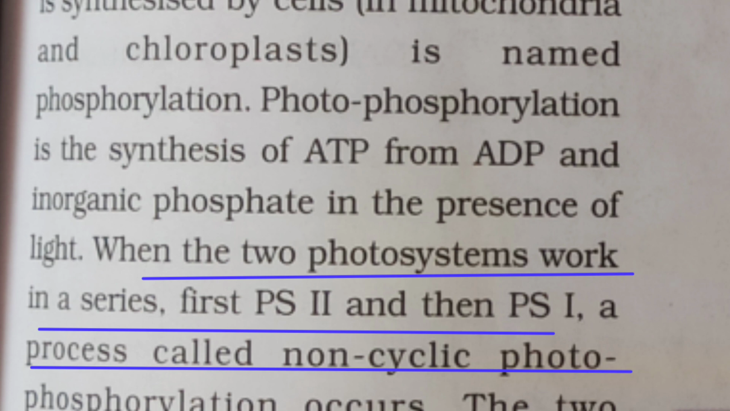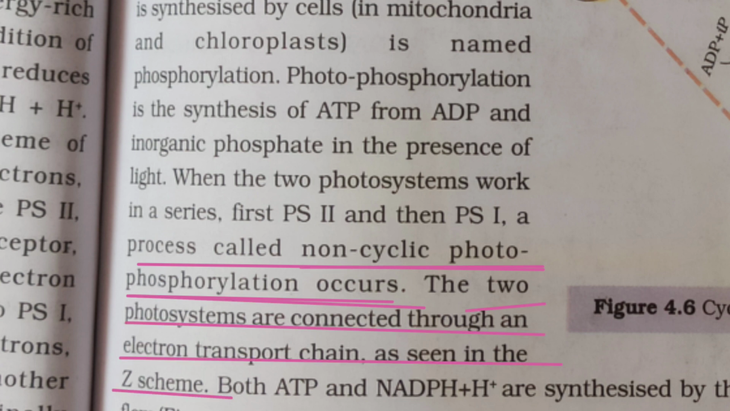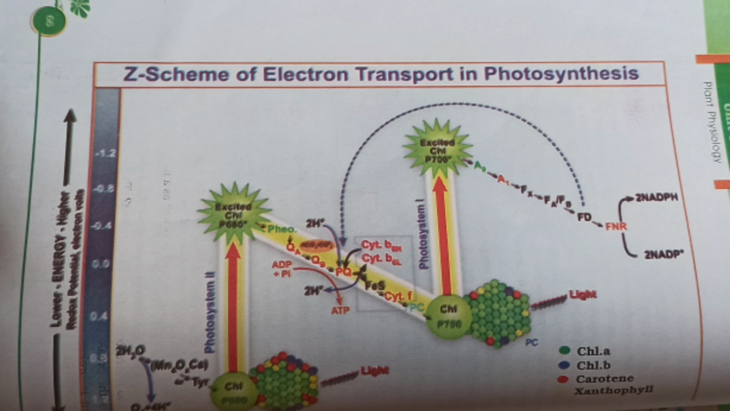When the two photosystems work in a series, first PS2 and then PS1, a process called non-cyclic photophosphorylation occurs. The two photosystems are connected through an electron transport chain. In the Z scheme, both ATP and NADPH plus H+ are synthesized by this kind of electron flow.